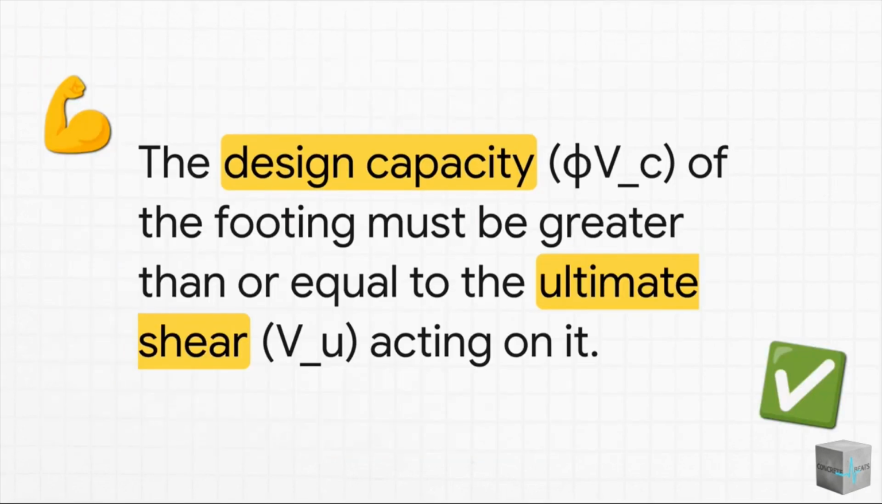You know, the core principle behind any safe structural design is actually pretty simple. The strength of what you build has to be greater than or equal to the forces acting on it. Here, we call that design capacity versus ultimate shear. We use safety factors on both sides of this equation. We increase the loads to get the ultimate force, and we reduce the material strength to get the design capacity. It's all about building in a healthy margin of safety.